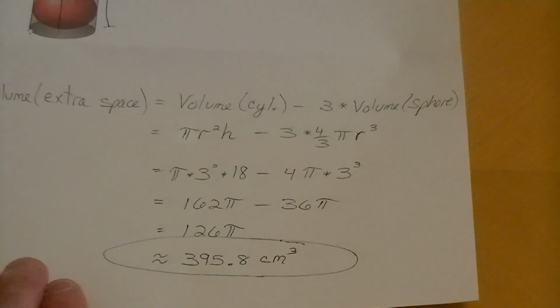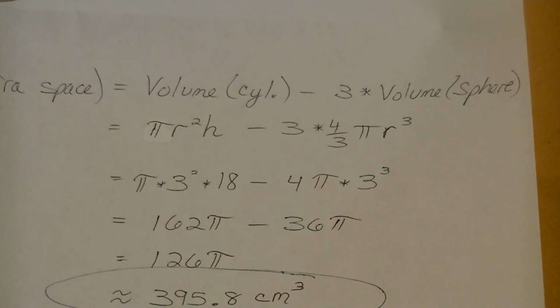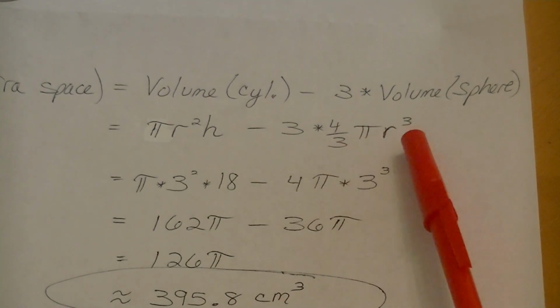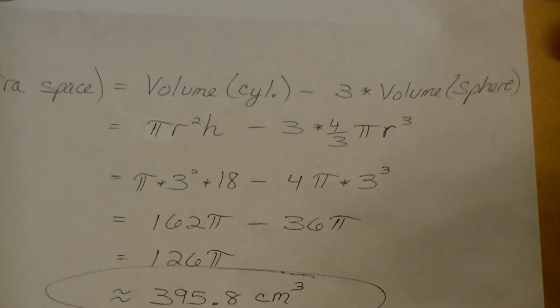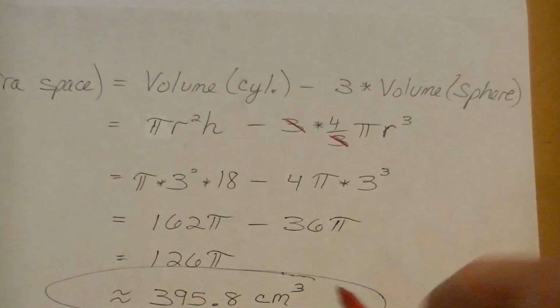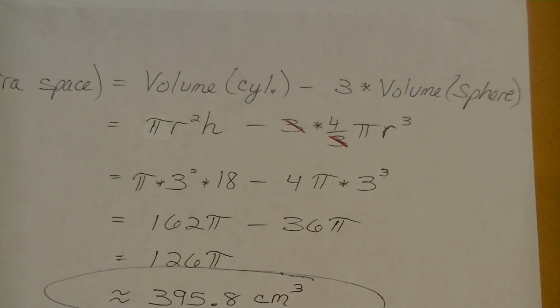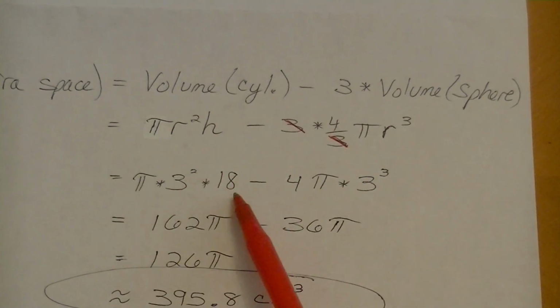So, I replaced my words with formulas. Volume of a cylinder, previous video, pi r squared h. Volume of a sphere is 4/3 pi r cubed, but remember we have 3 of them. And it works out nicely that 3 times 4/3 is just going to be 4, so that's why it just says 4 down here. So radius of the sphere is 3, the height of the cylinder we saw is 18.